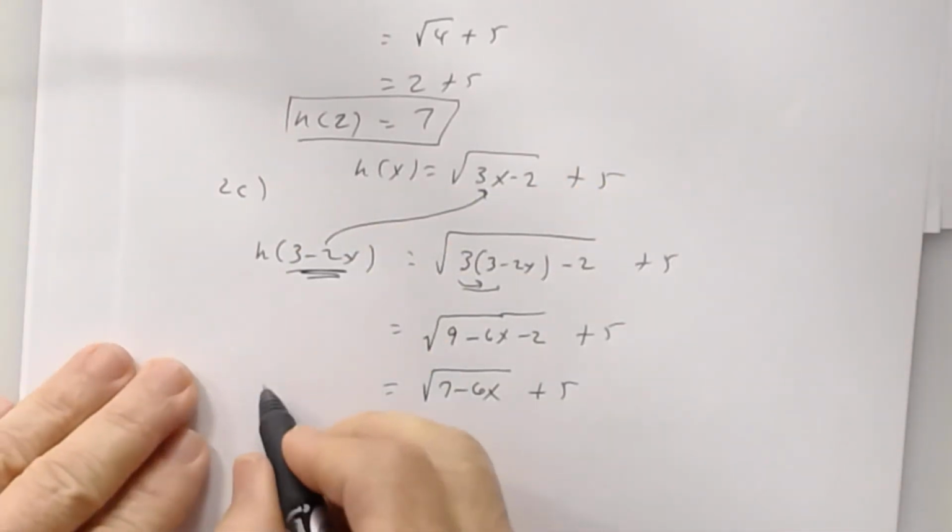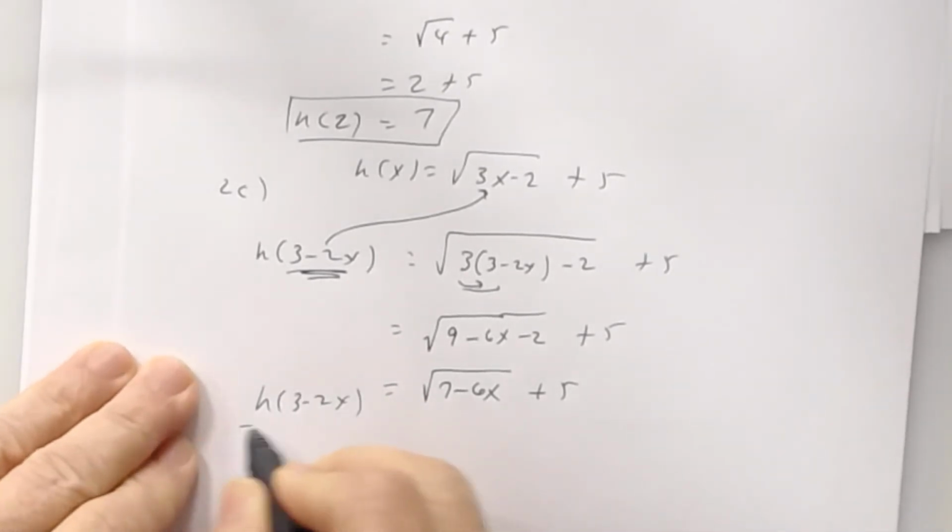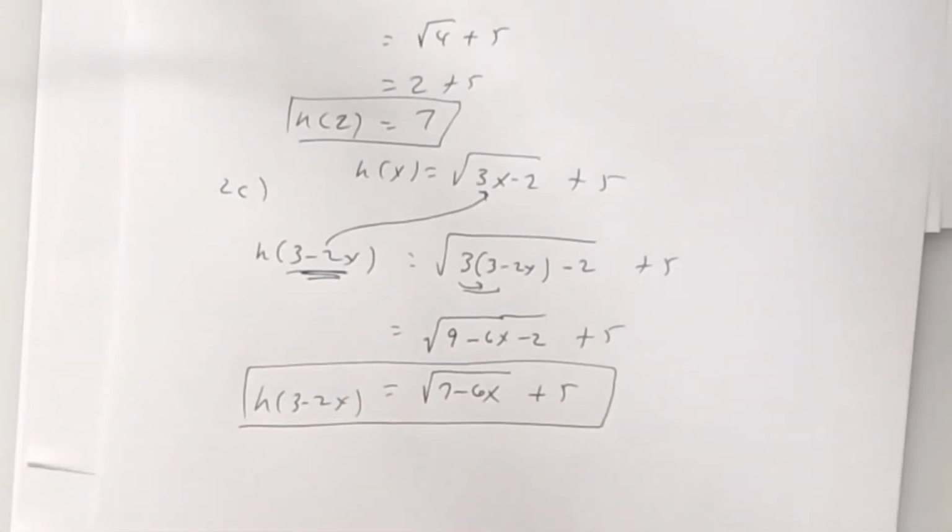There's your answer. So what is h of 3 minus 2x? Square root of 7 minus 6x plus 5. That's all you can do. Can't do anything else. All right, just like with the absolute value we did a while ago.